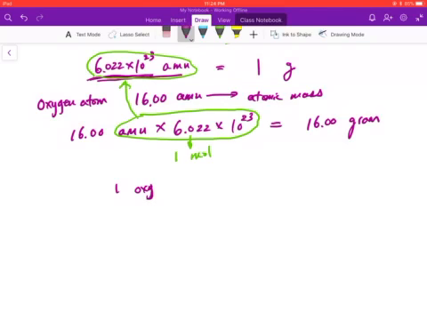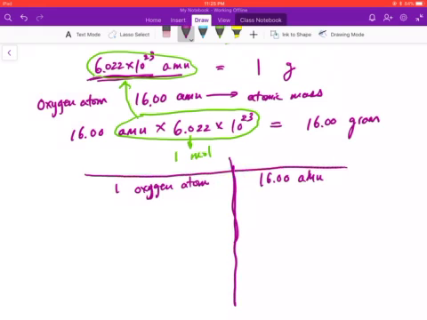What we found is that 1 oxygen atom is 16.00 AMU in weight. So if I have a table, this is kind of not neat, but on this side I do number of atoms, and here I do mass. If it's 1 oxygen atom, it is this many AMU in terms of mass.